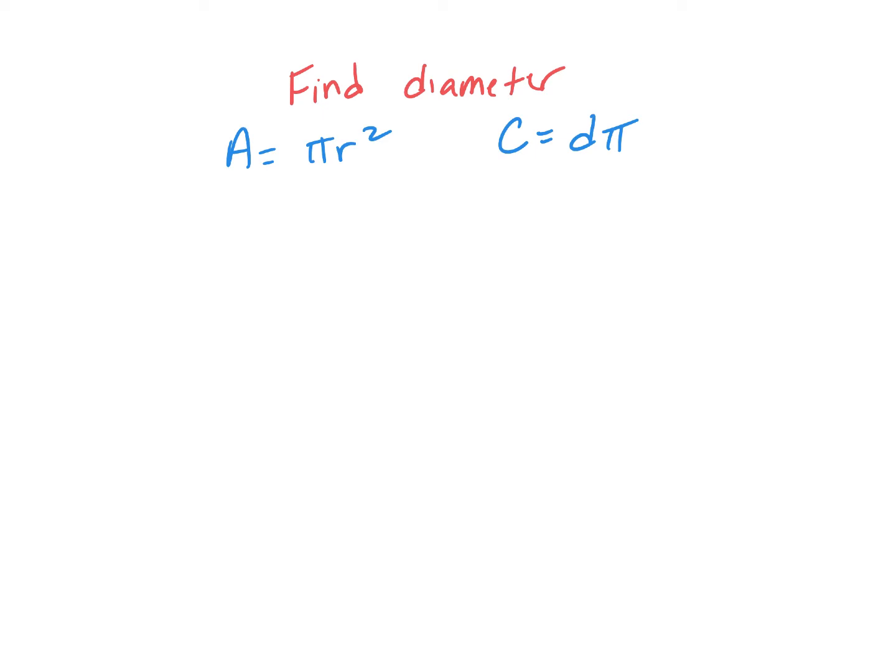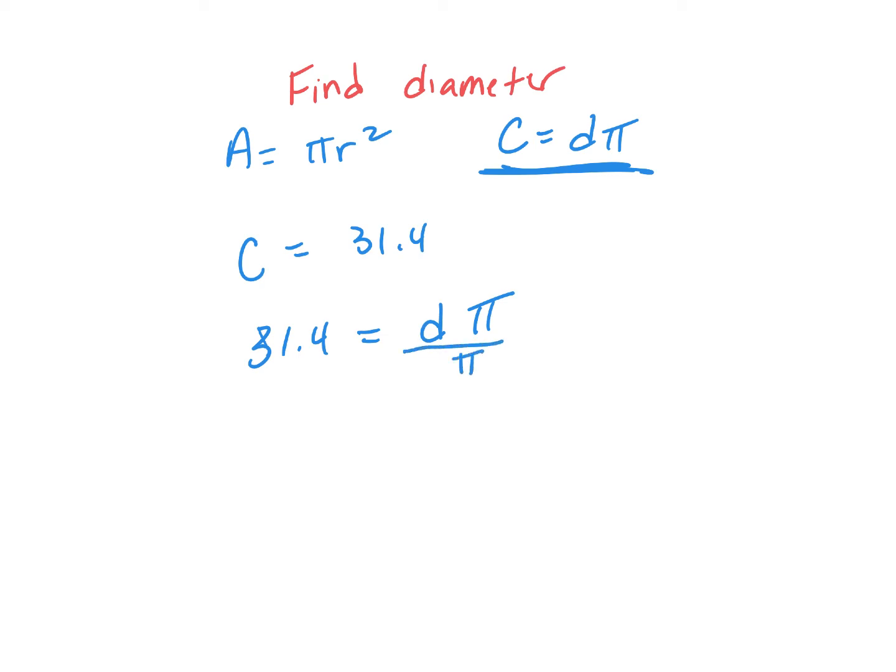Okay? So if the circumference is 31.4 miles, then we just plug it in the formula, this formula, to find the diameter. We get 31.4 equals diameter times pi. How do I leave the diameter alone? So since the diameter is with the pi, we have to divide by pi on both sides to leave the diameter alone. And when you do that, you should get 10. And that is miles.